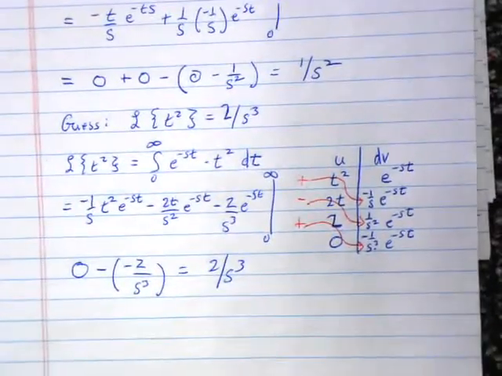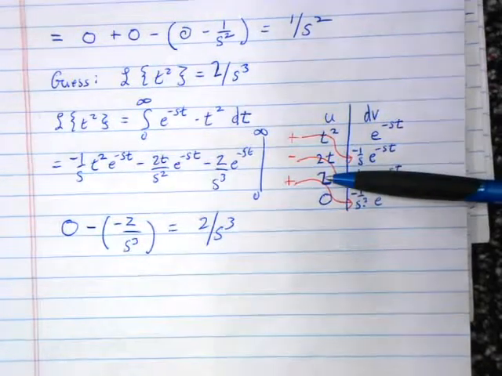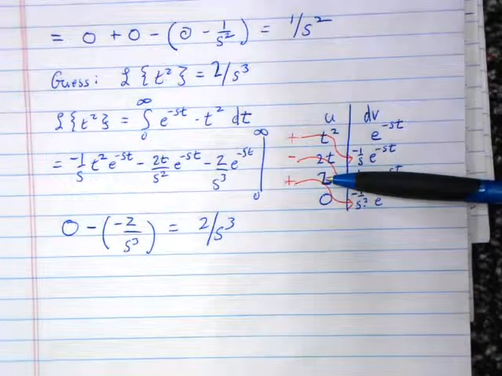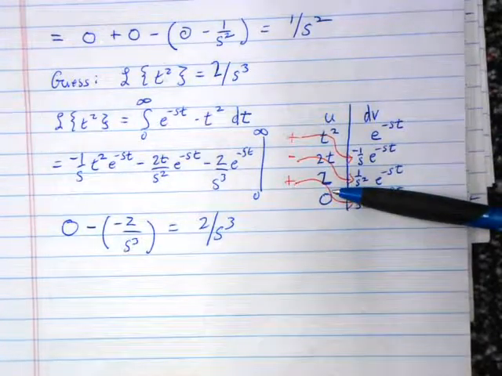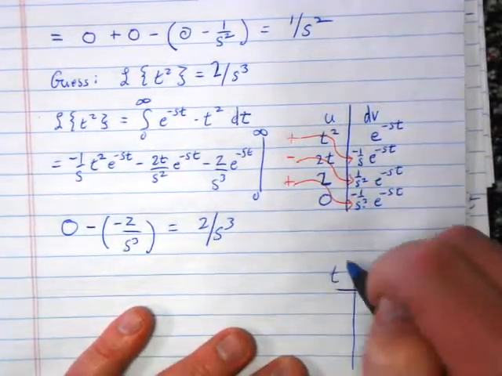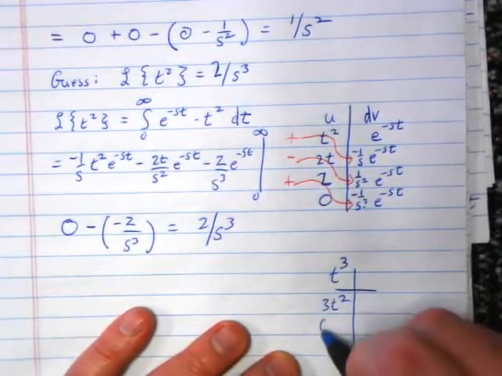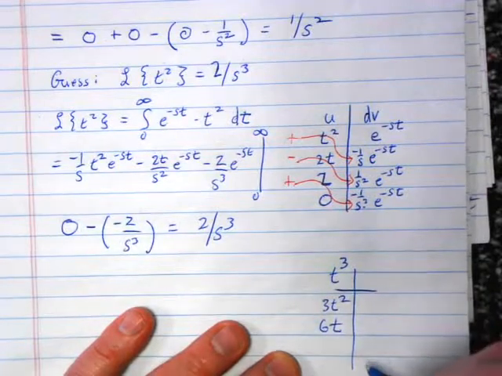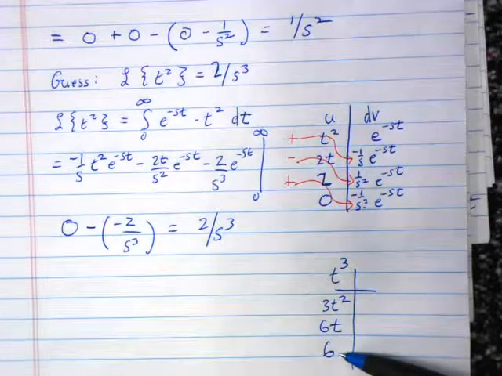All right, so let me ask you a question. Where did this 2 come from? It came from the t squared. We took the derivative once, we got a 2t. We took the derivative again, we got a 2, right? If I were to do the exact same thing, but start with a t cubed, I'm going to take the derivative, I'm going to get a 3t squared, derivative again is 6t, derivative again is 6. So I'm not going to end up with a 3, rather I'm going to end up with a 6, which happens to be 3 factorial.